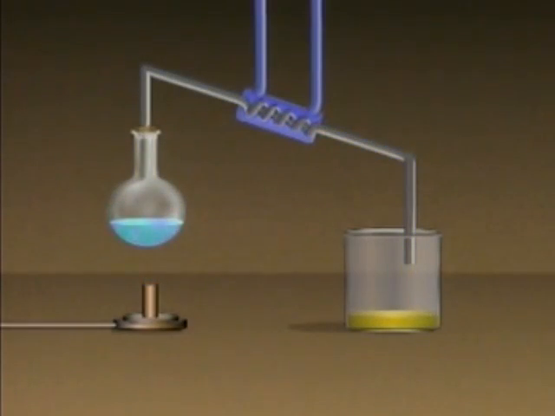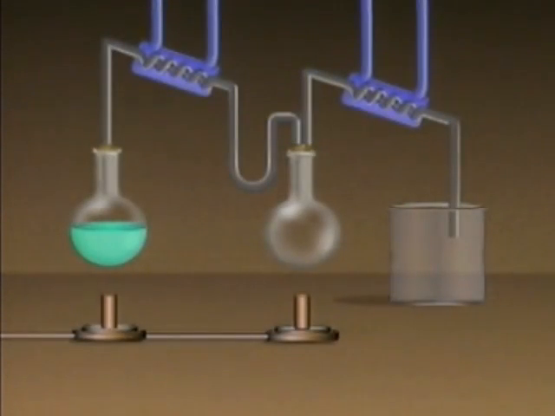In other words, the overhead product contains some of the heavier component, and the bottom's product contains some of the lighter component. This can be referred to as overlap. To reduce the amount of overlap, the process can be repeated. For example, this is a successive batch system.